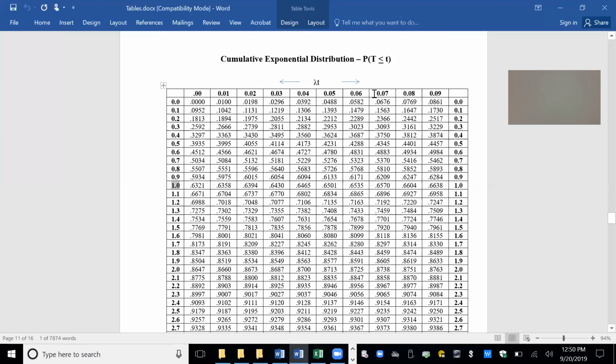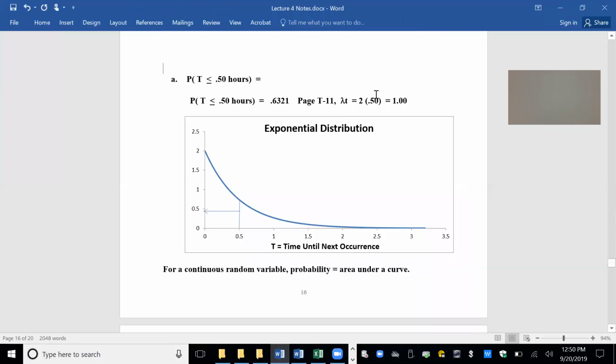All right, what's this stuff here? Well, this is my hundredths digit. 0.10 what? 0.109? No. 1.00? Oh, okay, that's it, 1.00. And I get 0.6321. Okay, I know some of you missed that.